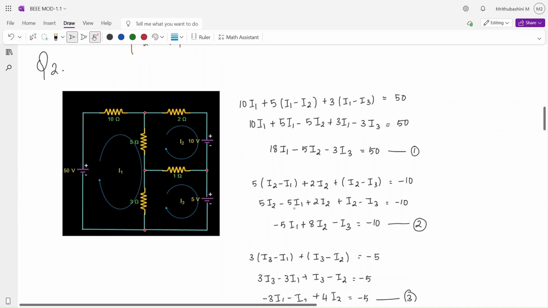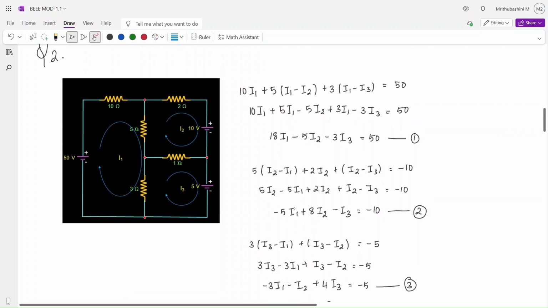Now we'll move on to the next question. Here you can see that this circuit has 3 meshes, so you'll get 3 equations. If you have 2 meshes, 2 equations; 4 meshes, 4 equations. Just solve all these equations in the calculator.